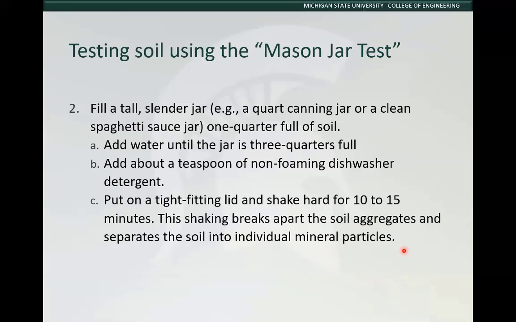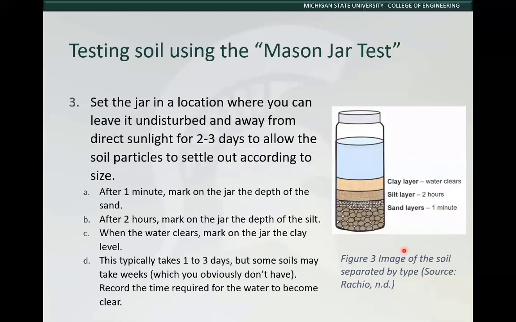do the soil testing. And then you'll set the jar in a location where you can leave it undisturbed, away from the sunlight, for 2 to 3 days. So when you're thinking about your experiments and turning it in, make sure you're thinking about the fact that you do have to leave the soils for about 2 to 3 days.